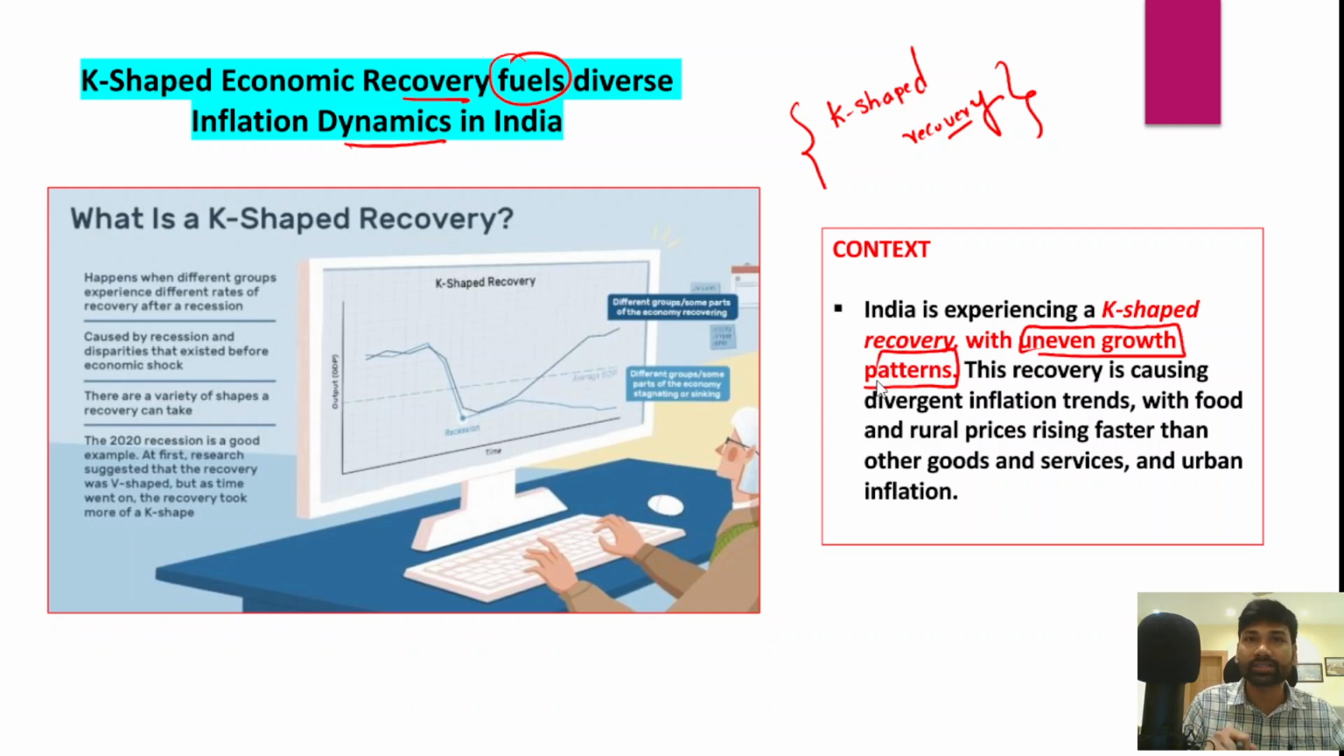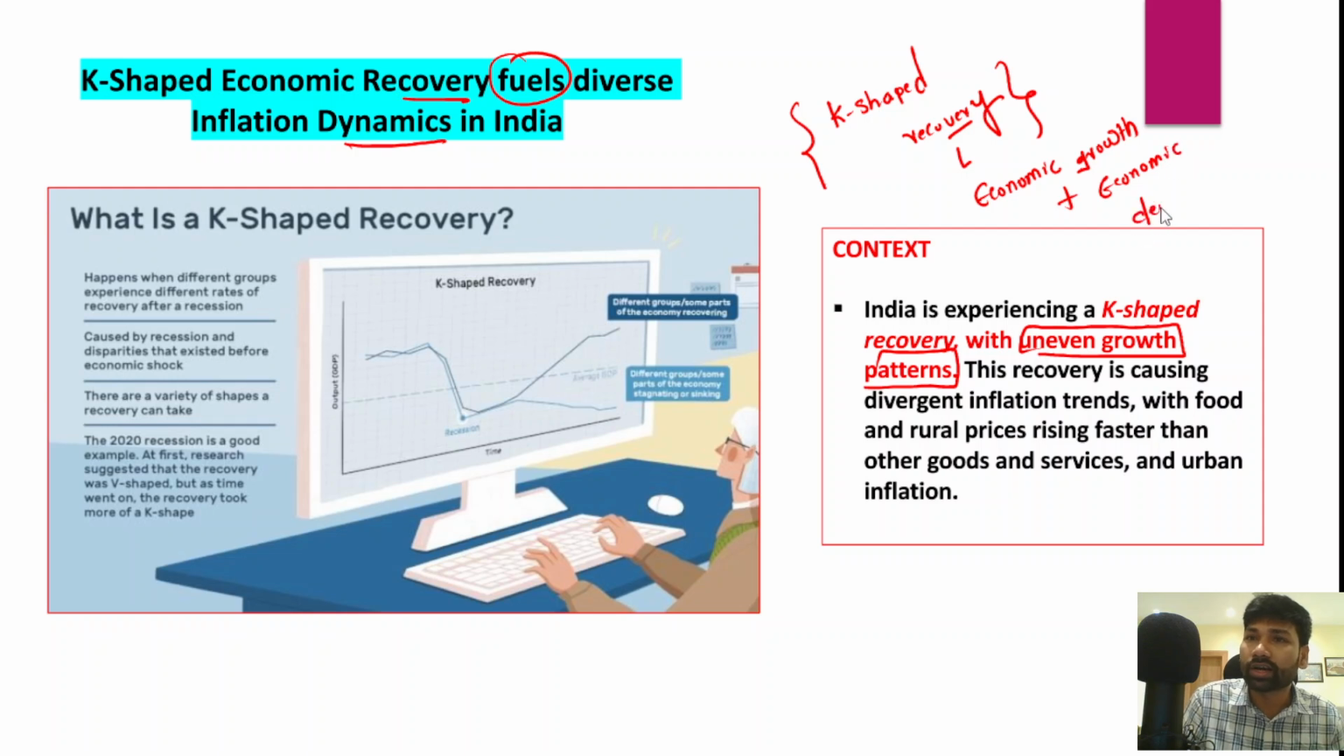There are different sectors within the economy, and different sectors would recover from the recession at different rates. Some sectors do well and their recovery is faster, some recover slowly, and some sectors still face the recession problem. That is K-shaped recovery, and whenever there is a K-shaped recovery, it hurts both economic growth and economic development.